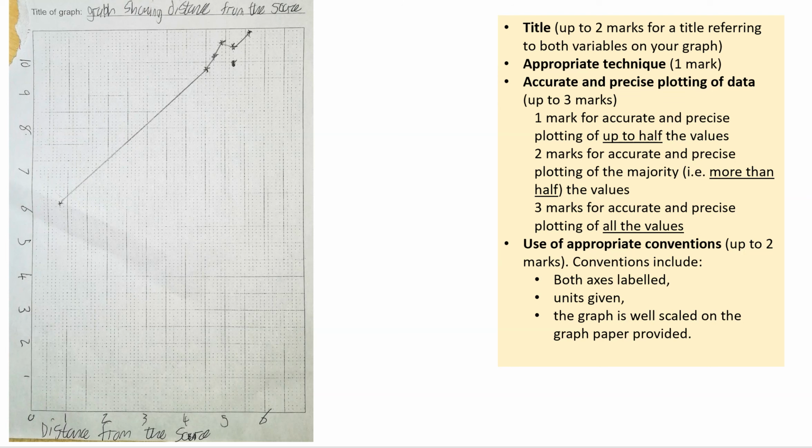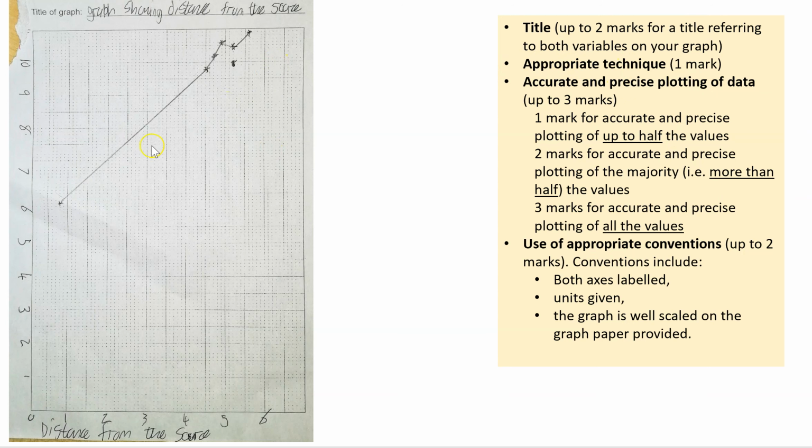Okay, you sure you paused the video? Because here comes the answer. Right. Title. Up to 2 marks for a title referring to both variables. Graph showing distance from the source. Only one variable. Only 1 out of 2 for that one. Shame, because you could have been as prepared for that as you want to be.